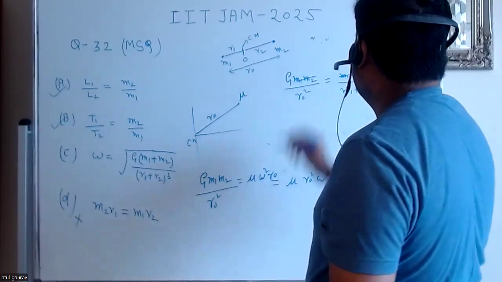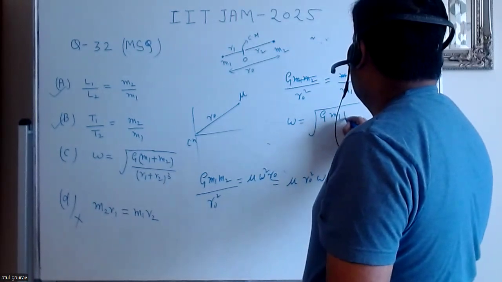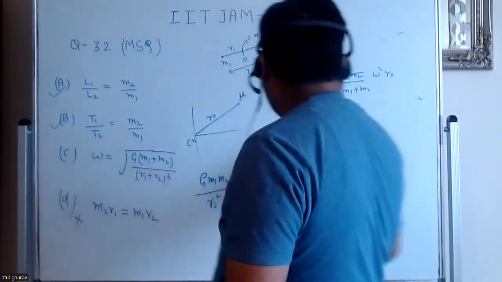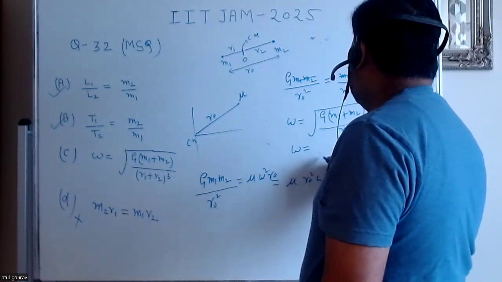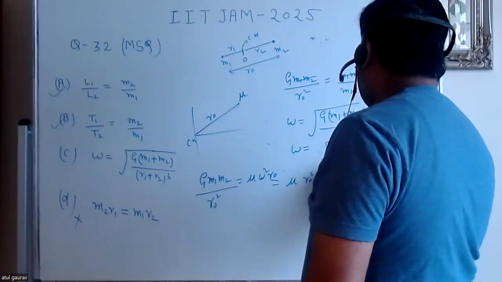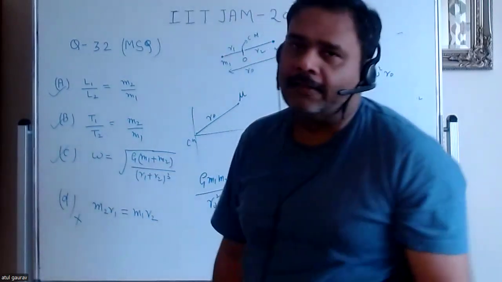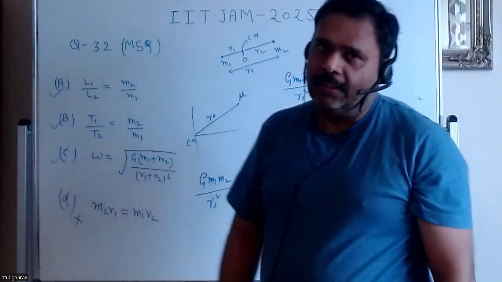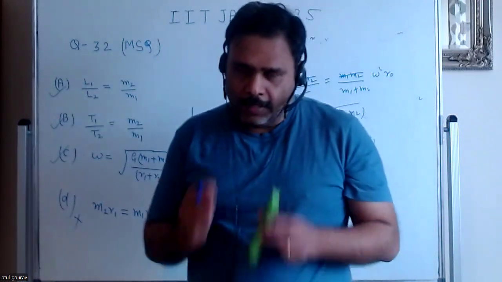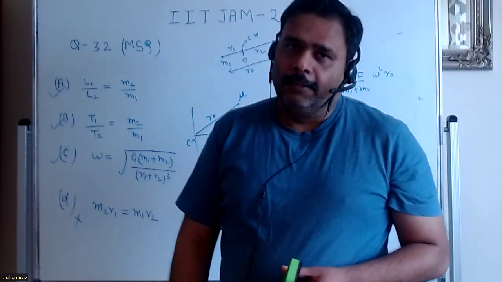So this thing is going to cancel out, and finally we get omega equal to square root of G m1 plus m2 by r naught cube. And r naught is nothing but r1 plus r2. So omega is the square root of G m1 plus m2 over r1 plus r2 whole cube. So yes, option C is also correct. So in this problem, A, B, C are all correct because it is an MSQ, and it's a wonderful problem. In the examination, you have to understand the concept of the two-body problem and how the center of mass plays an important role. Thank you.